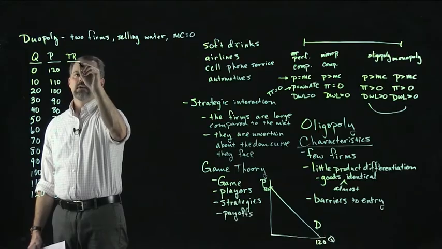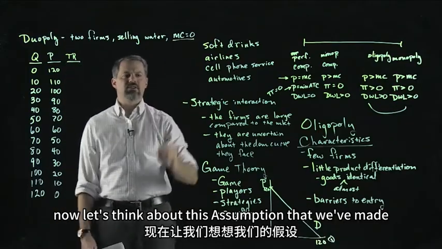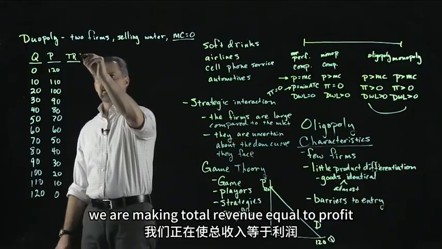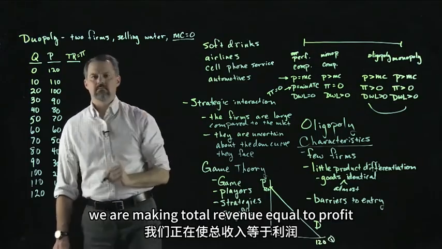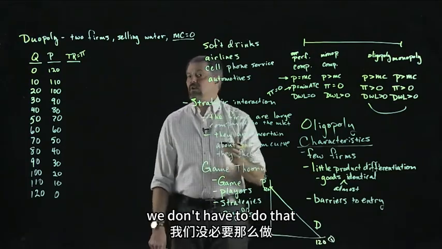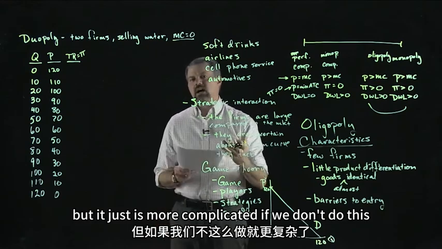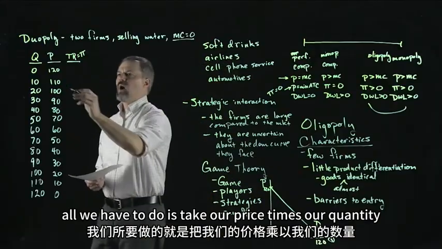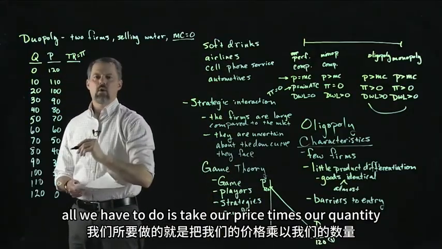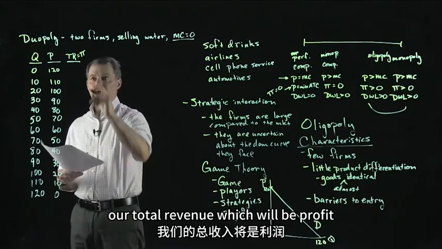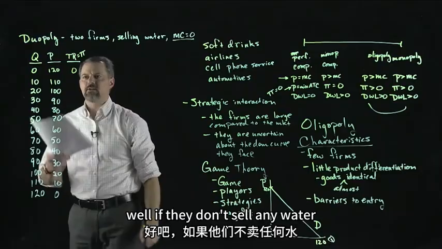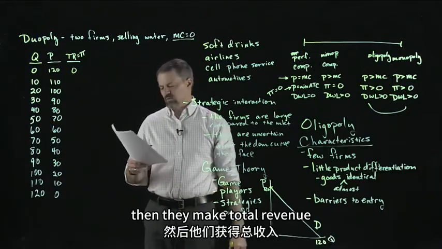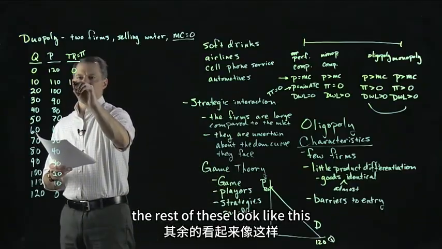Total revenue. Now let's think about this assumption that we've made. By making it costless to produce water, we are making total revenue equal to profit. Okay? We don't have to do that, but it just is more complicated if we don't. So that's why we're making this assumption. All we have to do is take our price times our quantity, and that gives us our total revenue, which will be profit. Well, if they don't sell any water, because the price is 120, then they make zero total revenue. The rest of these look like this.